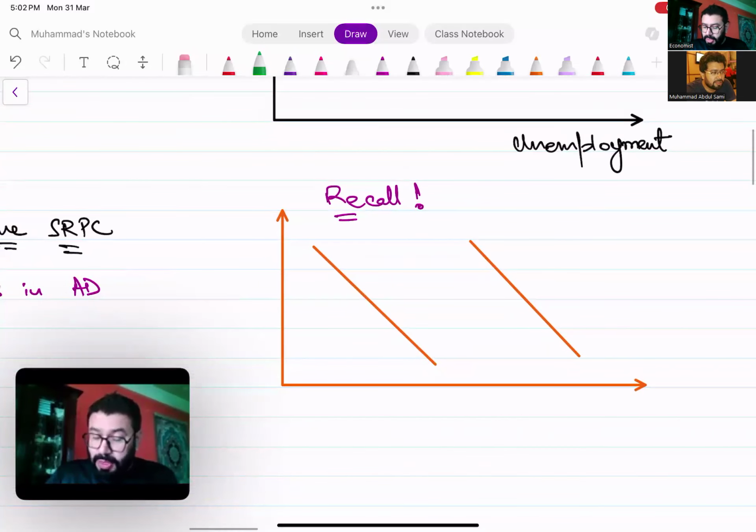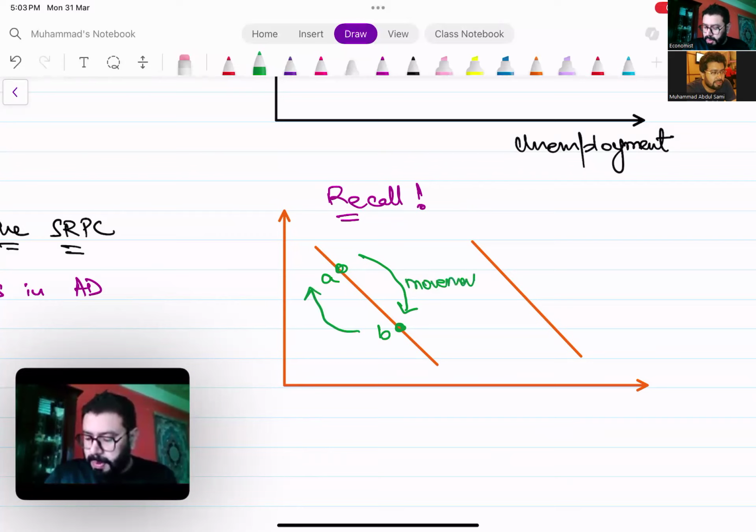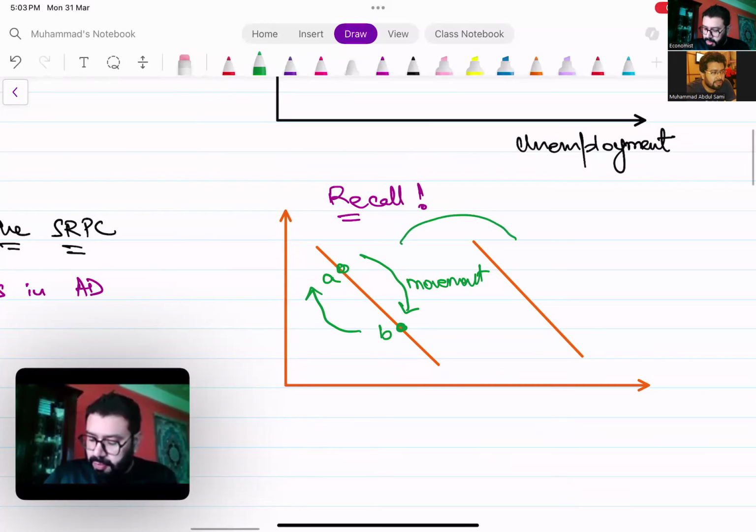So on the graph, either we have an upward sloping curve or a downward sloping curve. If on a single curve we move from one point to another point, this movement is known as movement along the curve, from point A to B or from B to A. But if we jump from one curve to another curve, curve 1 to curve 2, this is known as a shift. So this is a very quick recall.